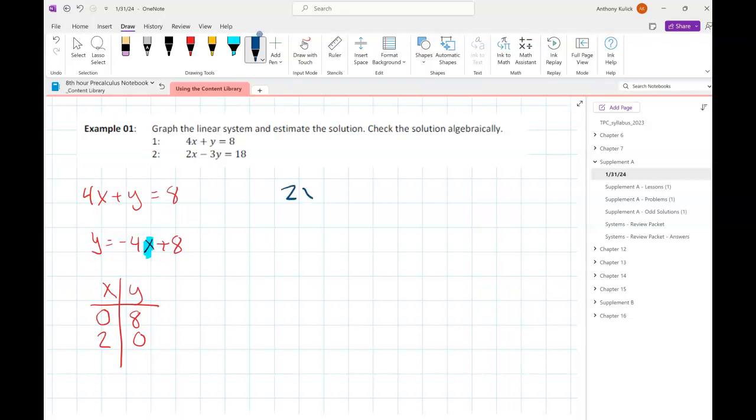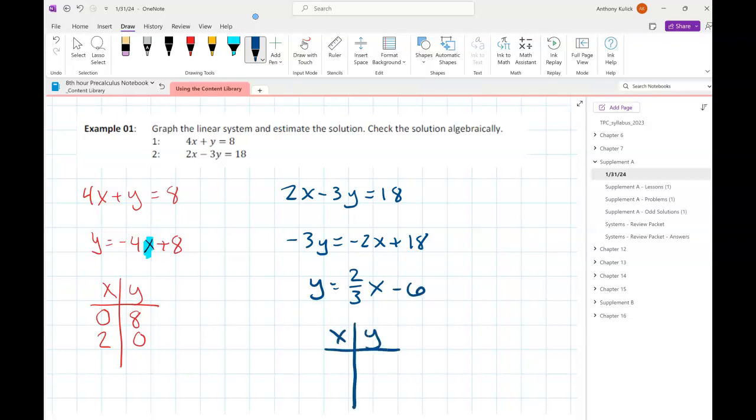All right, now I'll move on to equation 2. Well, we're not done yet. Again, I'm going to do the same thing. I want to get equation 2 into slope-intercept form. How do I do that? Subtract 2x from both sides. Great. And then what? Divide by negative 3. So negative 2 divided by negative 3 is positive 2/3, and 18 divided by negative 3 is negative 6.